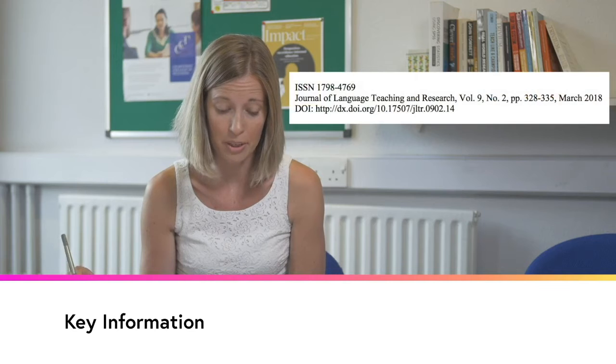So at the top of the paper, you'll be able to see where it's been published. So it's often quite useful to look at the journal it's been published in. You might want to look at how reputable that journal is and whether it's been peer reviewed. And it'll also tell you when it's been published, and you can see where the research took place and who the researchers were as well.